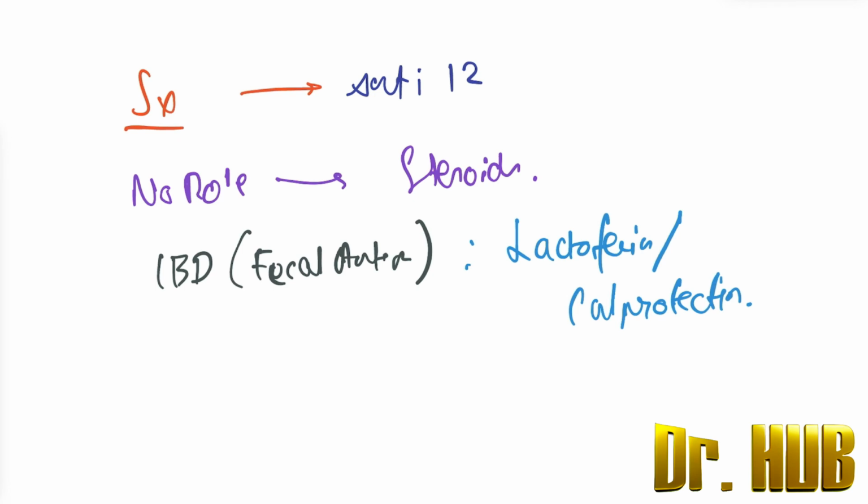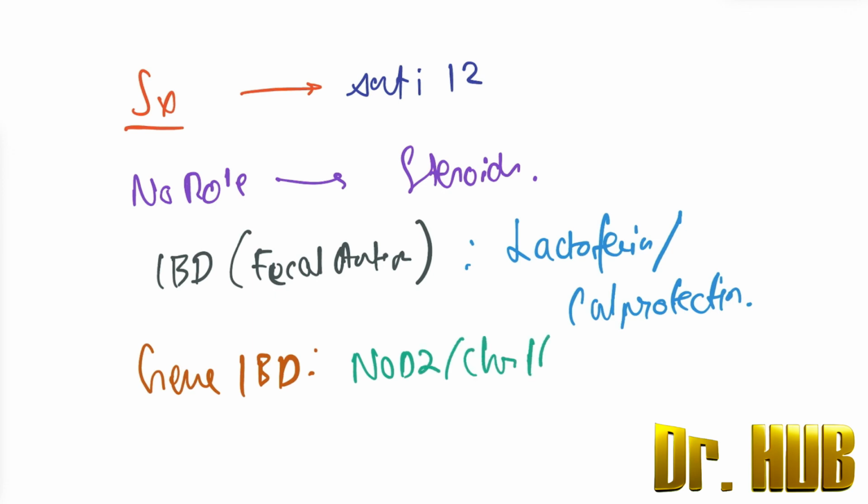Now what is the gene involved in the IBD? The gene in the IBD includes the NOD2. So there is presence of NOD2 as well as the chromosome 16.